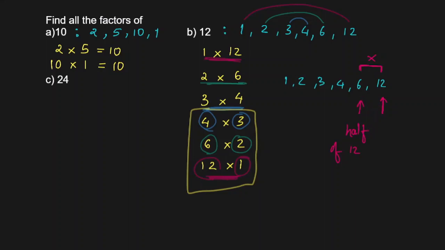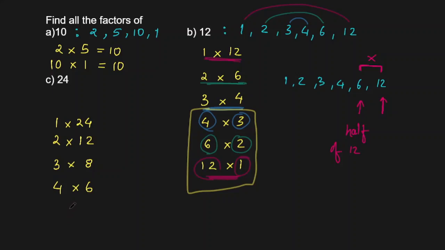Okay, let's try the same method but in a different way to find factors of 24. So I'm trying to do 1 times 24. First one, 24 goes with 2, so it's 2 times 12. Then it also goes with 3, so it's 3 times 8. Then the next number which I can go with is 4. It's 4 times 6.